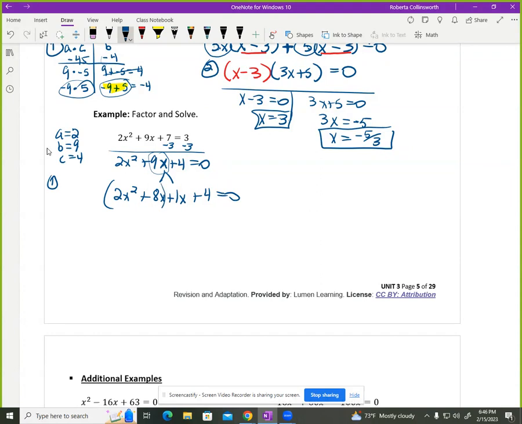So now I'm going to group the first two and then the last two. Once I group it, I'm going to find the greatest common factor out of each group. So the greatest common factor of 2 and 8 is going to be 2, and the greatest common factor of x squared and x is going to be x. 2x times what equals x squared? 2x times x. Plus 2x times what equals 8x, and that's a 4.